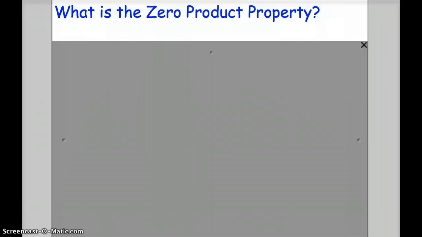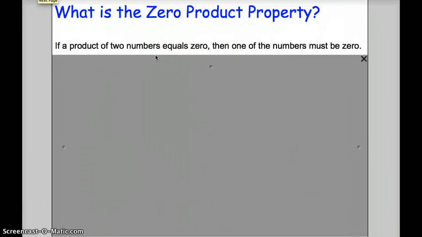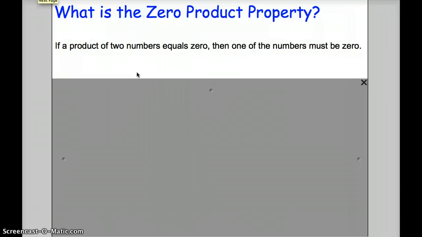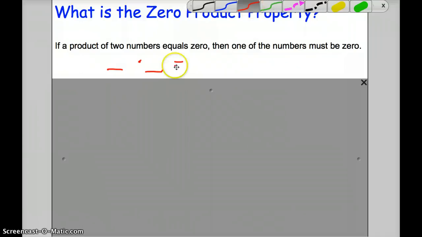The zero product property, what is it? The zero product property states if a product of two numbers equals zero, then one of the numbers must be zero. Okay, so let's back up and think about what this says. If a product of two numbers equals zero, that simply means something times something equals zero. That's what we're saying. If a product equals zero, then one of the numbers must be zero.